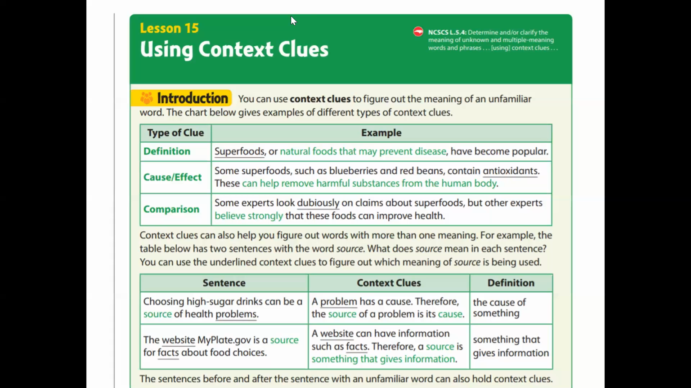Context clues can also help you figure out words with more than one meaning. For example, the table below has two sentences with the word source. What does source mean in each sentence? You can use the underlined context clues to figure out which meaning of source is being used.